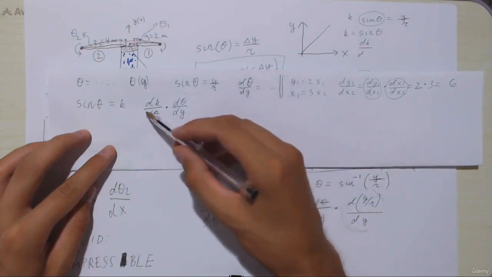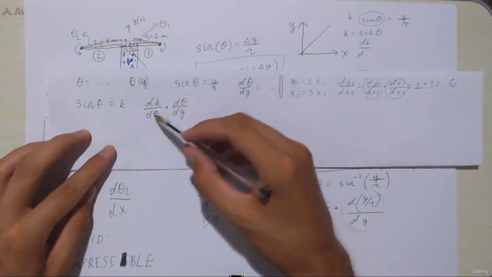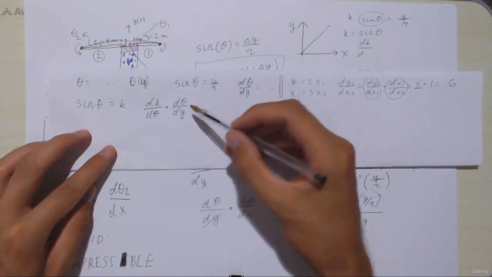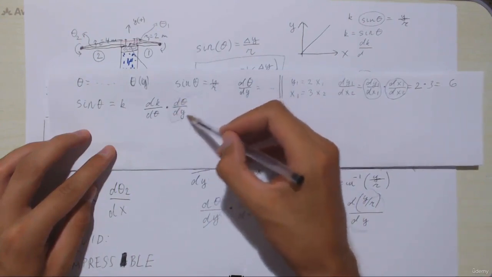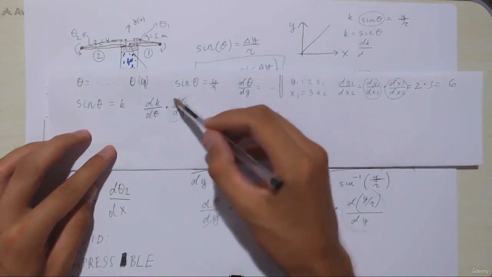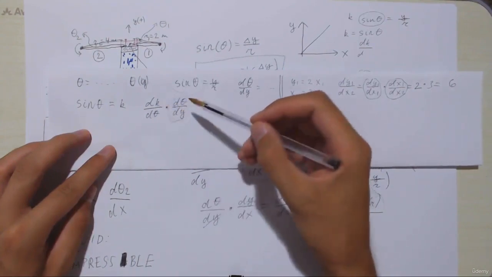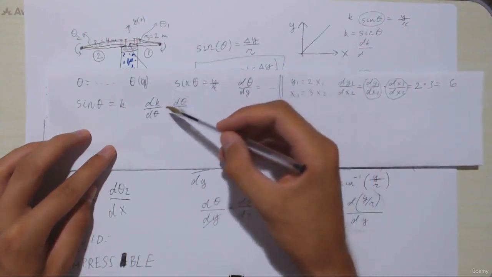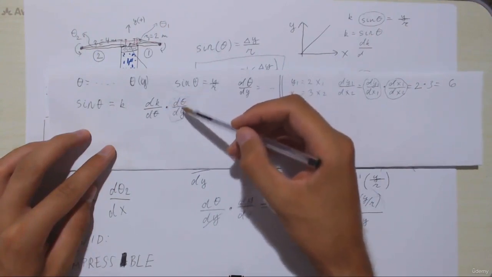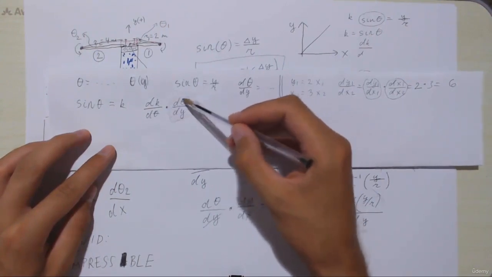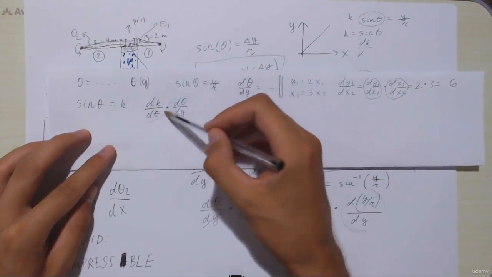However, I am not going to cancel the d thetas now, because I don't need that. I need to know this. Why would I cancel d thetas? Because then I would be left with dk over dy. But I don't want that. I want d theta dy. So I'm going to leave it alone, and I'm going to focus on this.